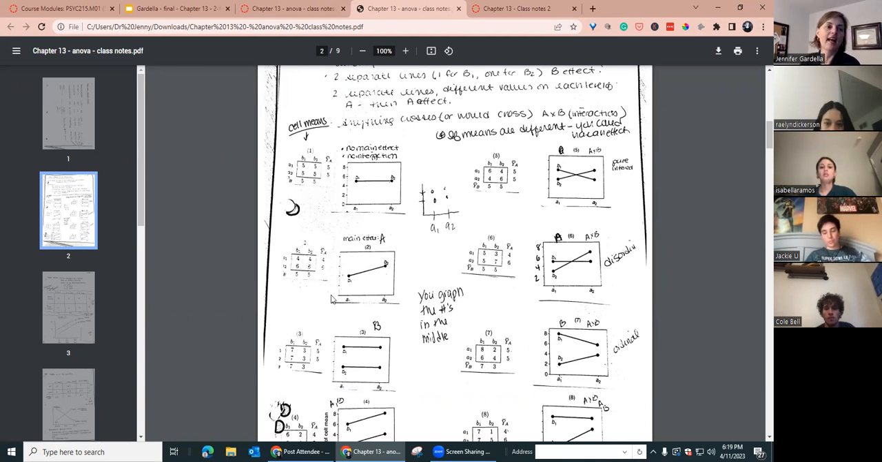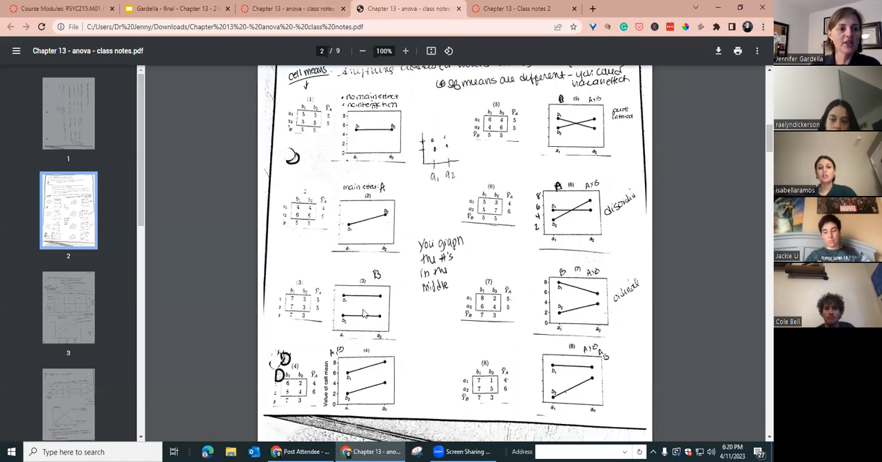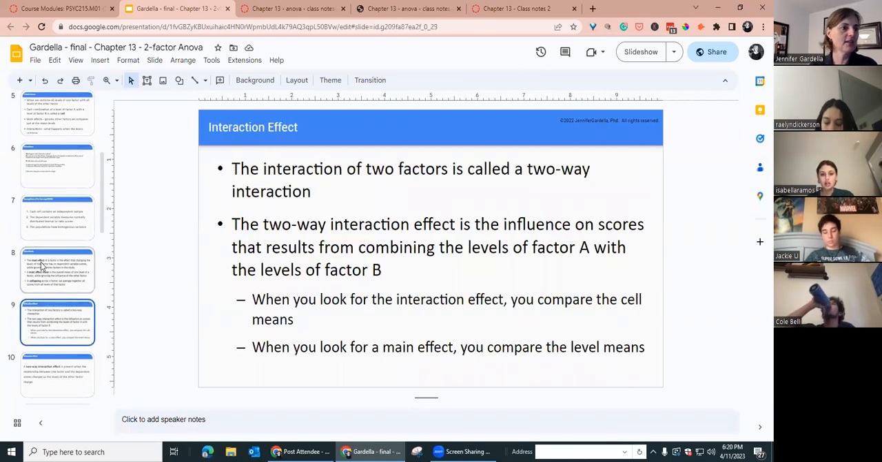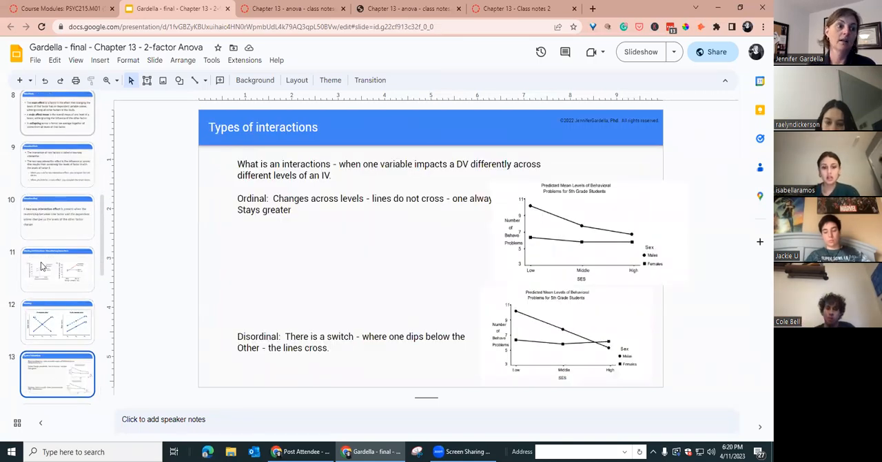So here, A1 at B1 and A1 at B2, there's a little bit of variation, but there's only one line still. Here, in this third example, the lines are parallel. When you have parallel lines, there is no interaction. So if your lines are the same or your lines are parallel, there is no interaction. Let me just make sure I have a definition written out. Yep, okay.